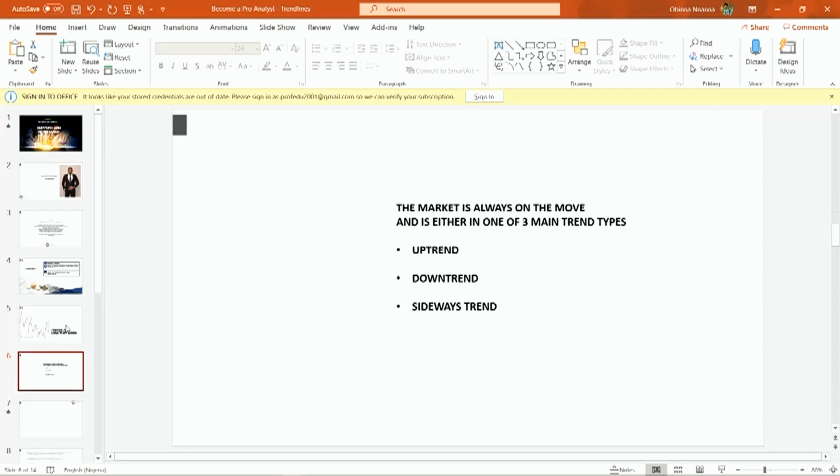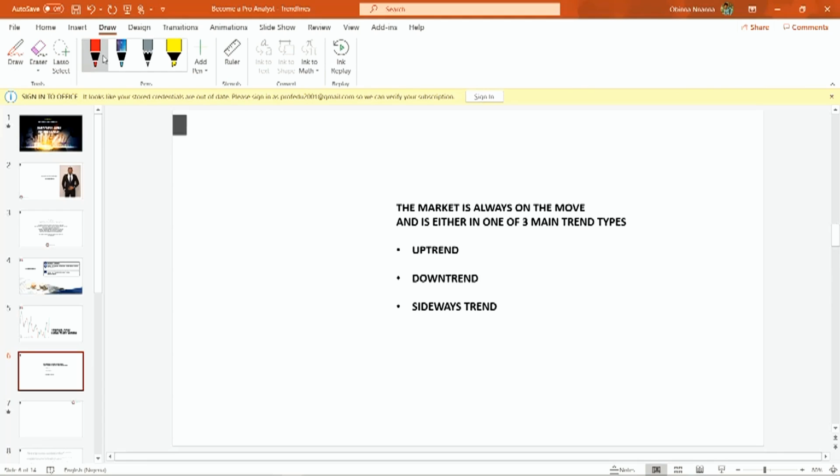So there are three basic main types of trends. The market is either in an uptrend, or the market is in a downtrend, or the market is in a sideways trend. The market is either in an uptrend, where it is making higher highs and higher lows, or the market is in a downtrend, where it is making lower lows and lower highs, or the market is moving from side to side.